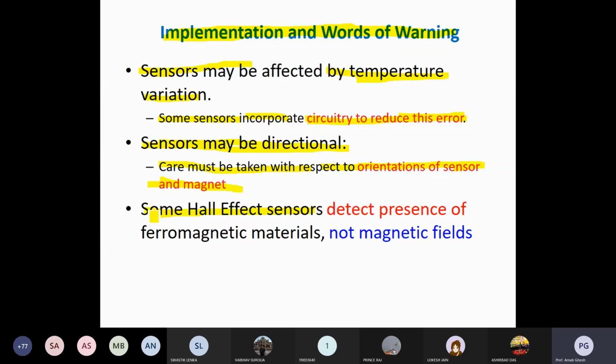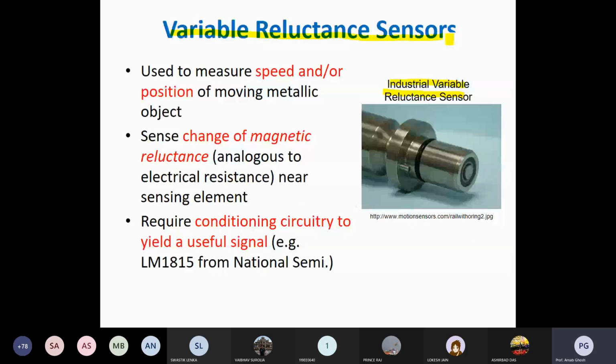The variable reluctance sensor, that portion I have already discussed. It is also related to the Hall effect sensor, so that is also implemented. The Hall effect sensor is also implemented in the mode of variable reluctance sensors, used to measure the speed and or the positions of moving metallic objects.